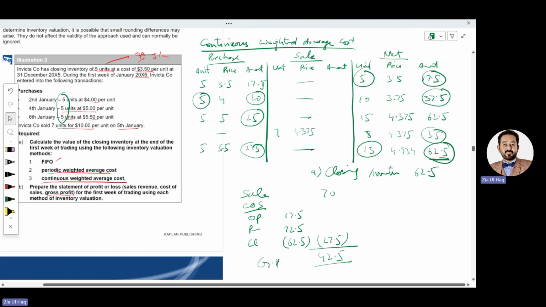So this is the continuous weighted average method in which you have to make 3 columns, one for purchases, one for sales, and one for net. And in the net, the last value will be your closing inventory. Is that fine?